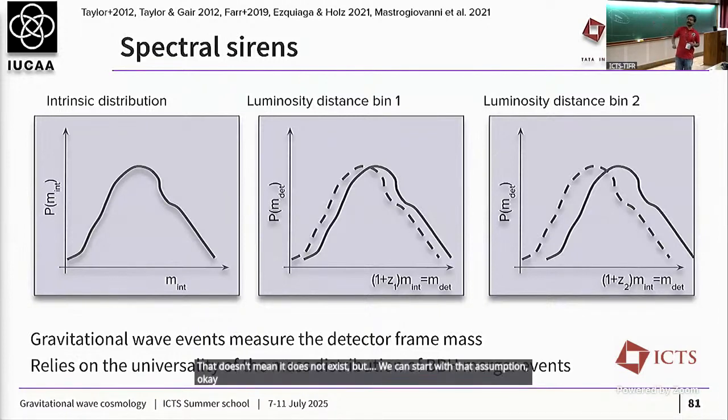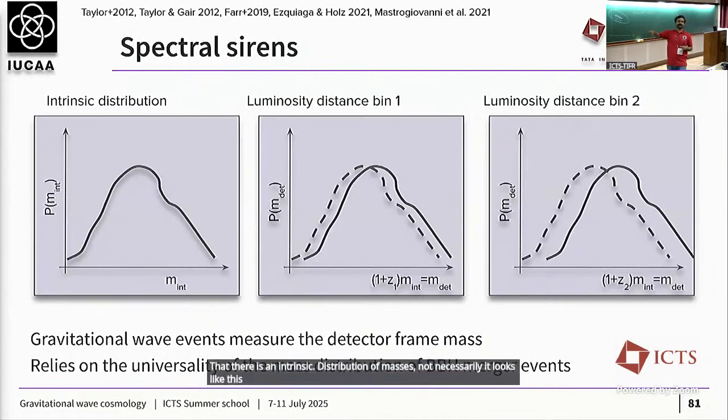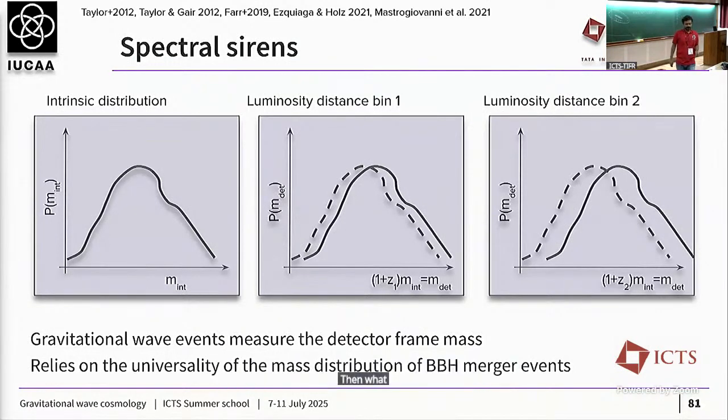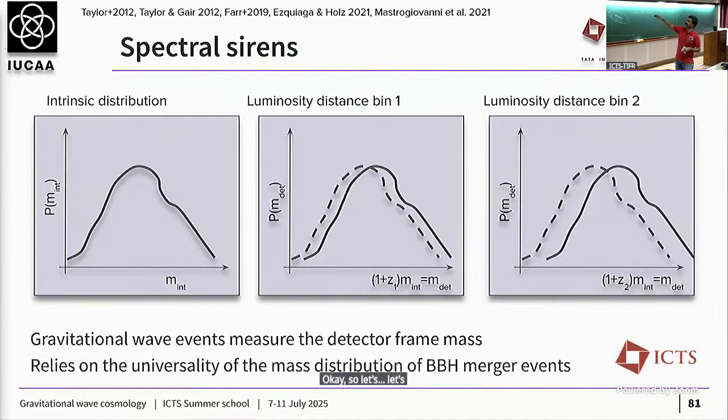Okay? So this is the assumption that you can start with, that there is an intrinsic distribution of masses. Not necessarily it looks like this. I'm just showing a cartoon picture here. Then what will happen, right? So let's suppose you have gravitational wave events, many of them that you have detected. And let's suppose you can bin them in luminosity distance bins. Okay, so let's suppose this is distance bin 1, this is distance bin 2.